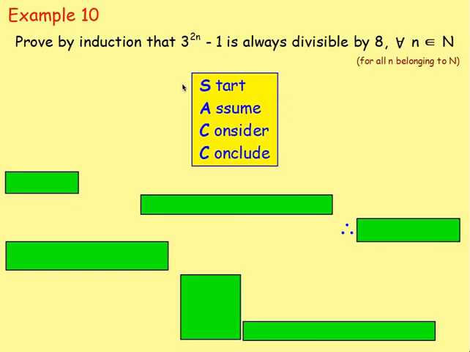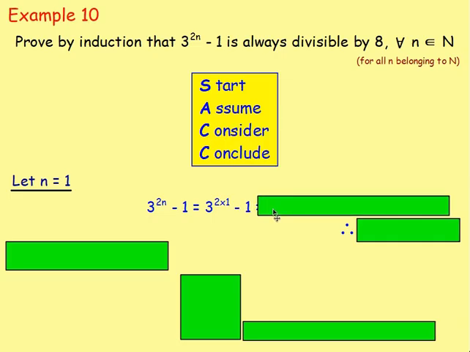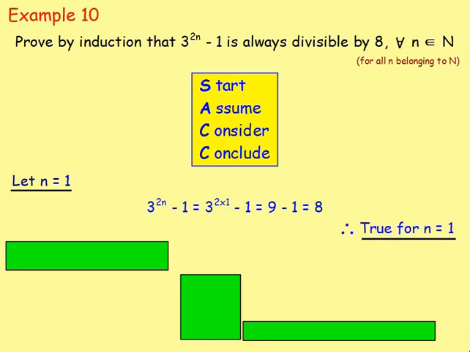So we're wanting to have a starting value. Starting value, let n equal 1. So if n was equal to 1, well, 3 to the power of 2n, take away 1, would equal, replace n with 1, 3 to the power of 2 times 1, take away 1. If you work that out, that's 3 to the power of 2, which is 9. You're taking away 1, which is 8. We get a number that is divisible by 8. 8 divides by 8. So we know then that it is true for n equals 1. Make sure that you write that.